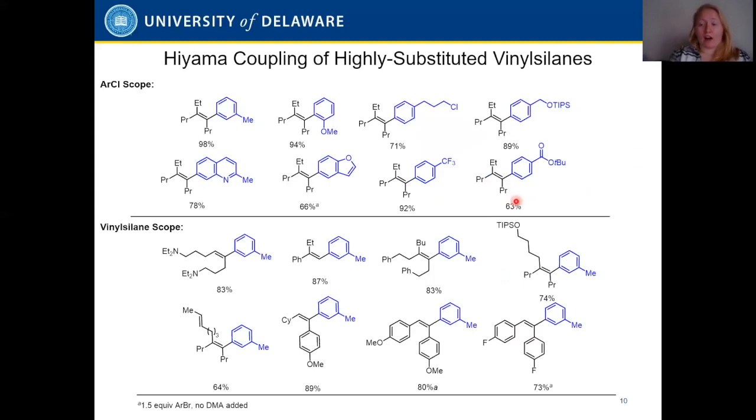So as a brief highlight of the scope, this is only a few substrates of a larger table. The aryl chlorides we can tolerate include alkyl chlorides, protected alcohols, esters, as well as heterocycles. And then on the vinylsilane side, we have alkylamines, again protected alcohols, as well as other alkenes, and aryl substitution on the vinylsilane with varying electronics. So keep an eye out for that paper. I didn't go into much detail because we're hopefully going to be publishing it soon. And if you have any questions, feel free to email me.